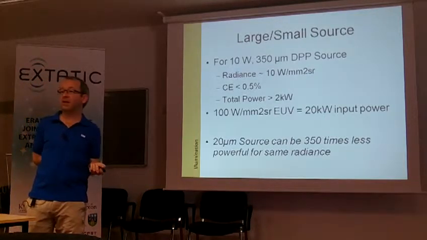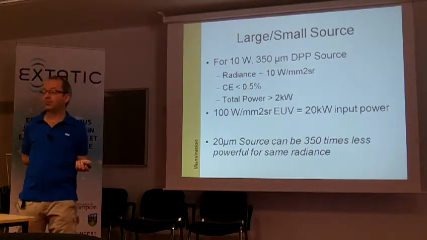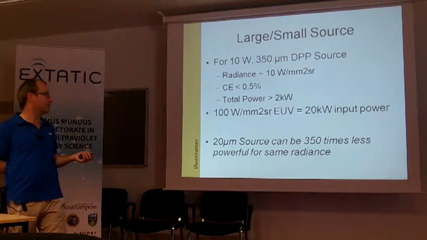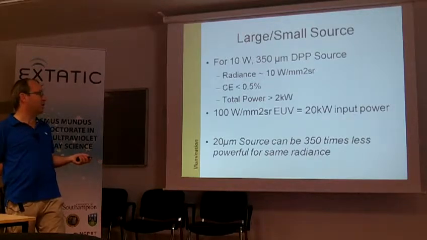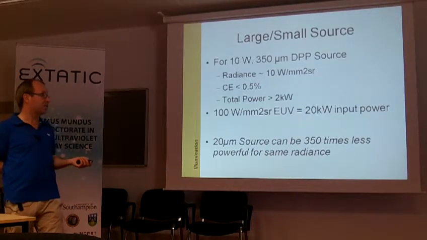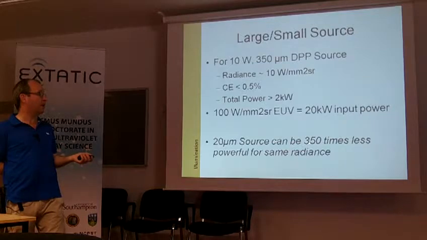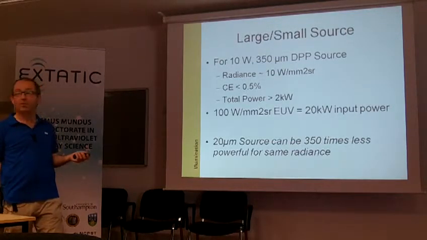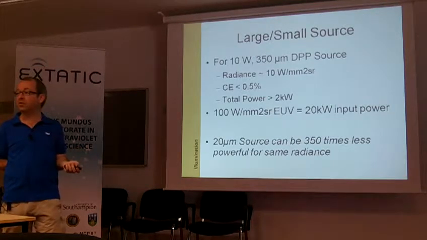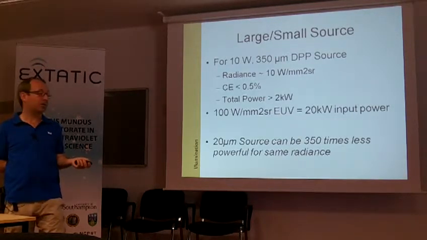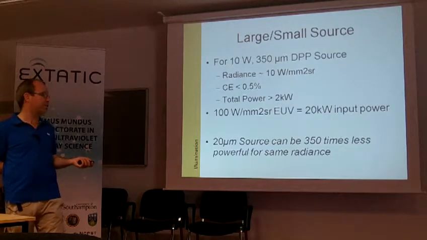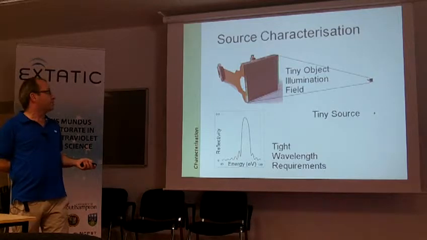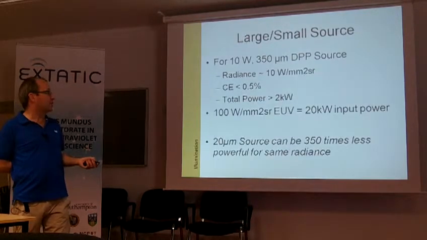That's not really practical in a small scale metrology system. So if you use a 20 micron laser plasma source, the power output from your plasma can be 350 times less or thereabouts for the same radiance. So you can transfer as much through the system with a light source with a power of 350 times less. So that's the illumination side of things.